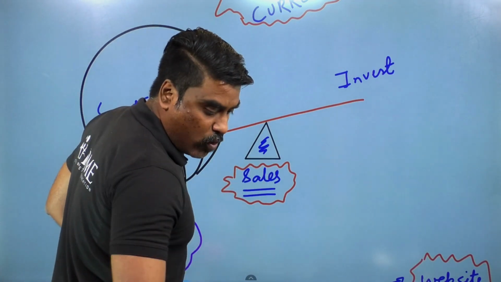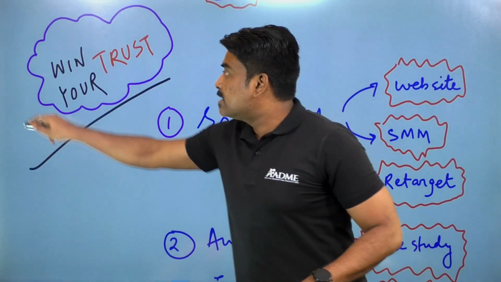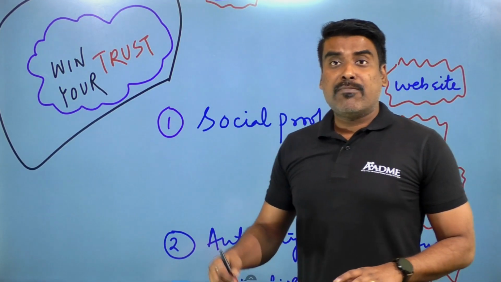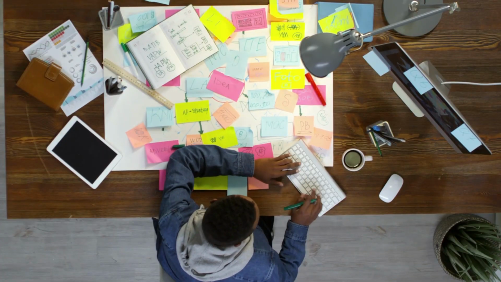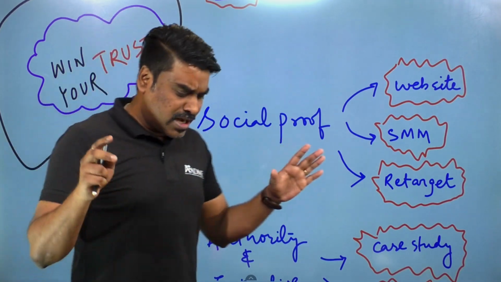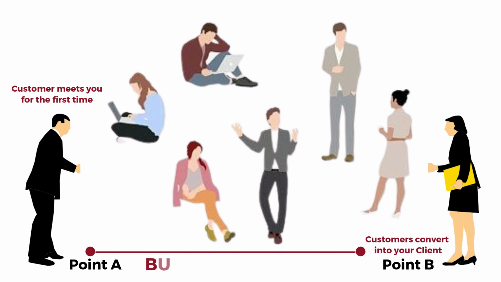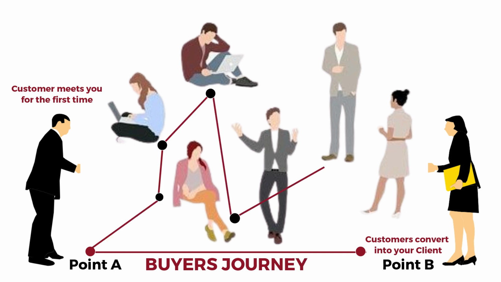So now let us understand how exactly this can be done, that is, how you can win your customer's trust in this information economy, when they are bombarded with so much information day in and day out. If you look at the screen, the first thing to understand is the journey from the point where your customer meets you for the first time to the point where they actually convert into a customer. It's a buyer's journey, and within that journey you are not the only person they are talking to. They are speaking to many other people. That means they are absolutely in evaluation mode, and while in evaluation mode, they will be looking at your social proof. What is your visibility?